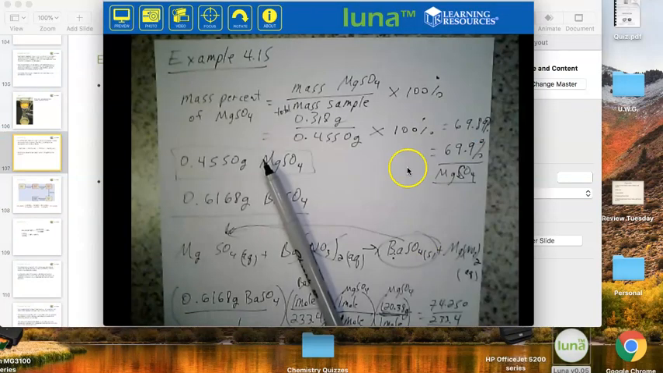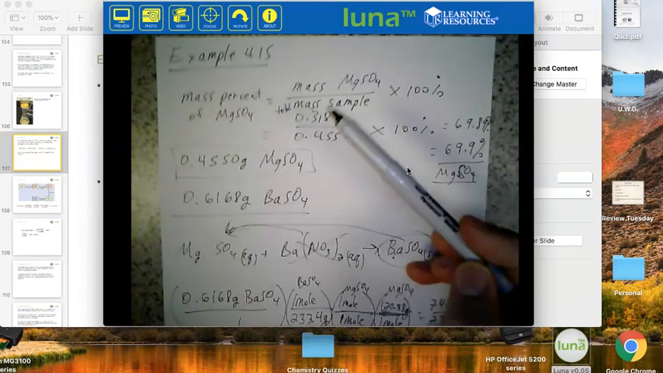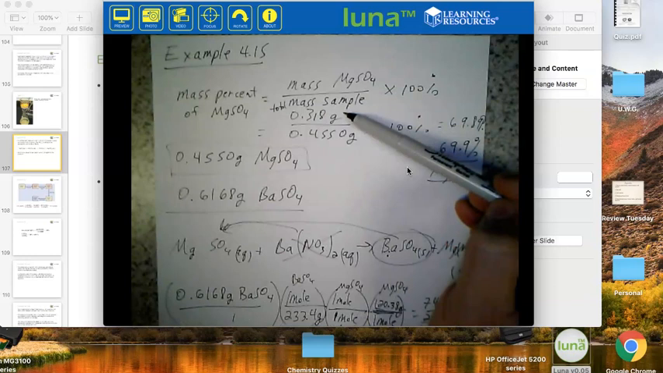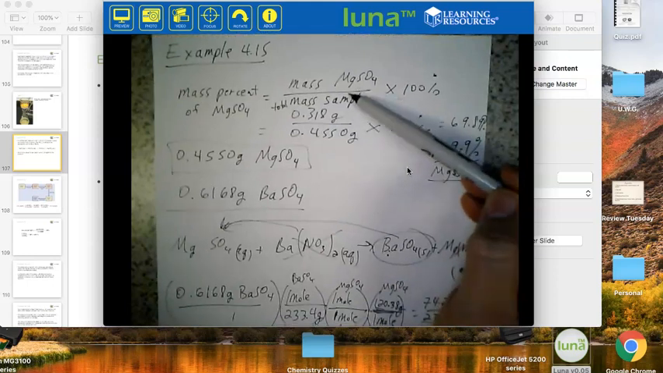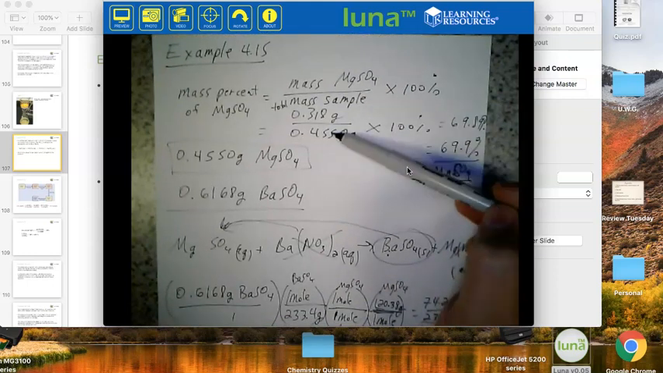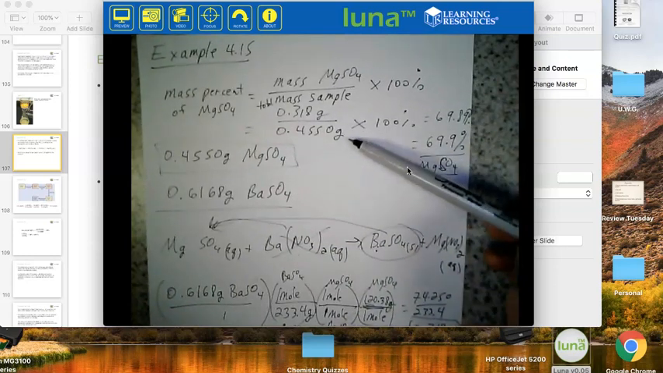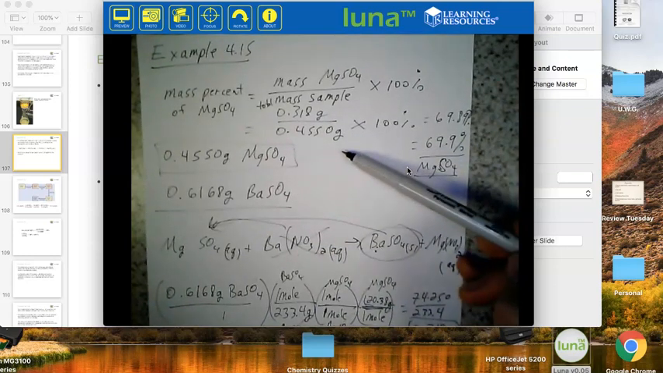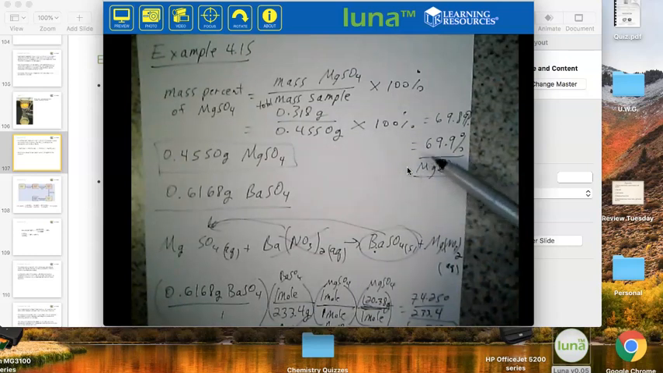Okay, so the mass percent is given the mass of magnesium sulfate actually theoretically calculated divided by the total mass of the sample, which is a mixture of magnesium sulfate and other things. Okay, so by mass the amount of magnesium sulfate in that sample at 0.4550 grams of sample is 69.9%.